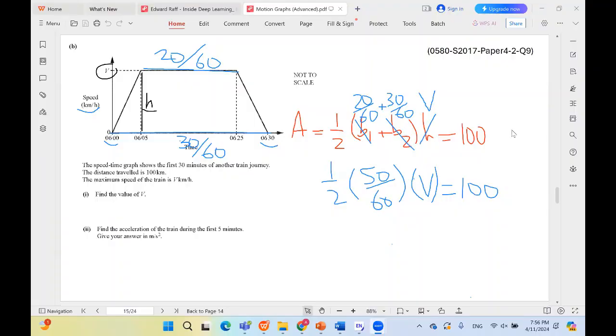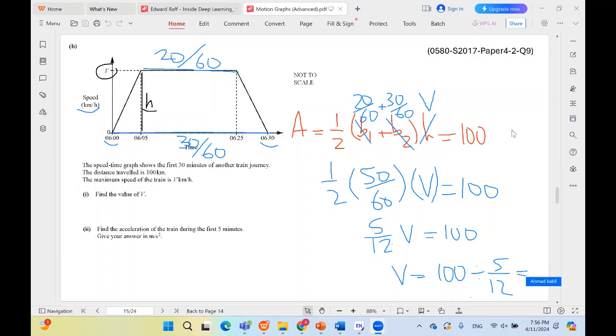So we multiply half times 50 divided by 60, we get 0.416667, or 5/12 as a more exact answer. So 5/12 times V equals 100. So V equals 100 divided by 5/12.